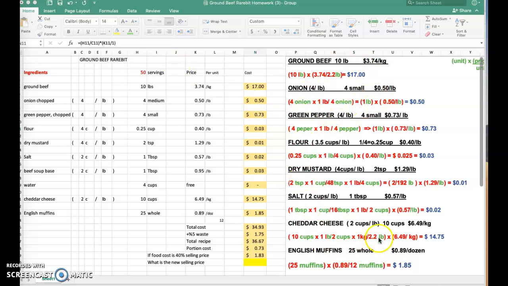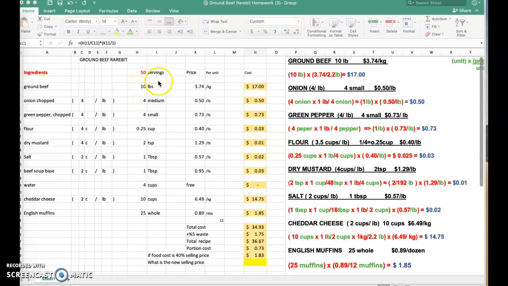Here I typed everything that I did by hand. Previously, I had to do everything first, and I'm gonna type on Excel exactly as I did by hand. So the formula that I'm gonna use is unit times price per unit. So I'm gonna start with the ground beef.